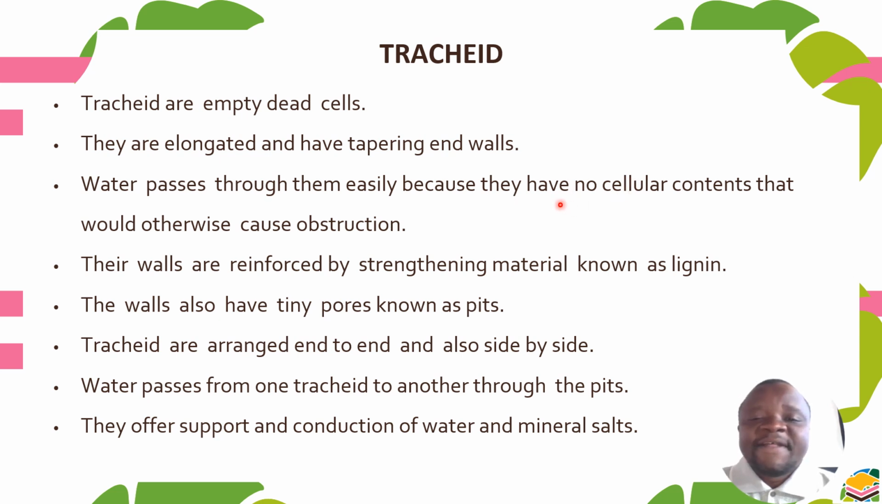So we are saying these have no cellular contents, meaning they don't have the nucleus or the contents of the cytoplasm, the Golgi apparatus, and all others. The mitochondria are absent in this. That's why we say they don't have cellular content. Their walls are reinforced by a strengthening material known as lignin. Lignin is a tough carbohydrate which reinforces the walls of the plants, therefore providing support.